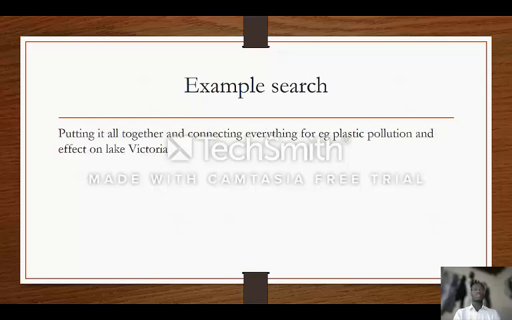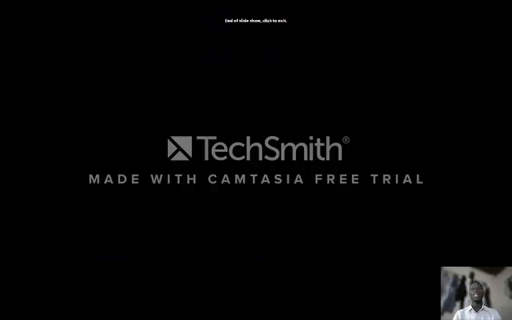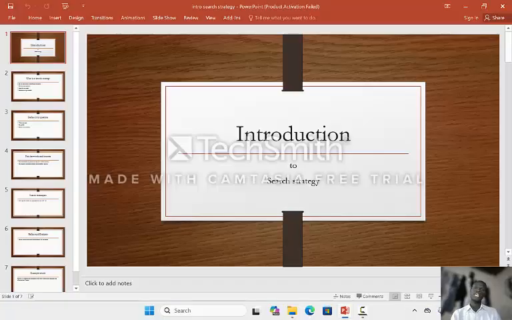Examples of search. Put it all together, connecting everything. For example, we have plastic pollution's effects on Lake Victoria, and everyone has seen it. Lake Victoria is there, you know exactly. I know what Lake Victoria is, and you go and search about it. You can do your research. And that is the end of the slide for today's episode.